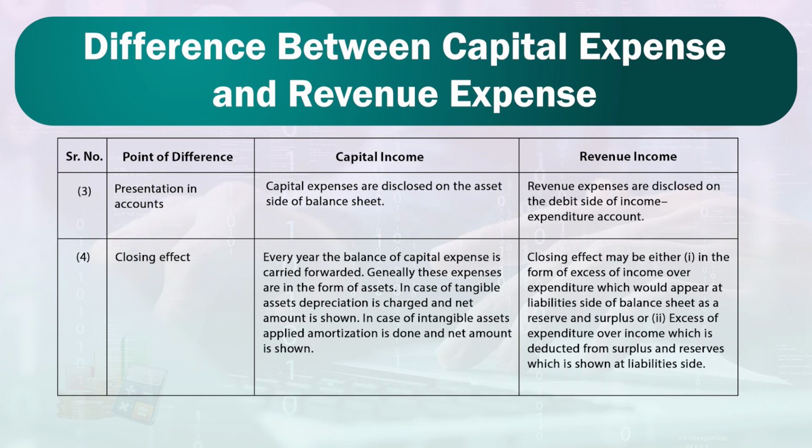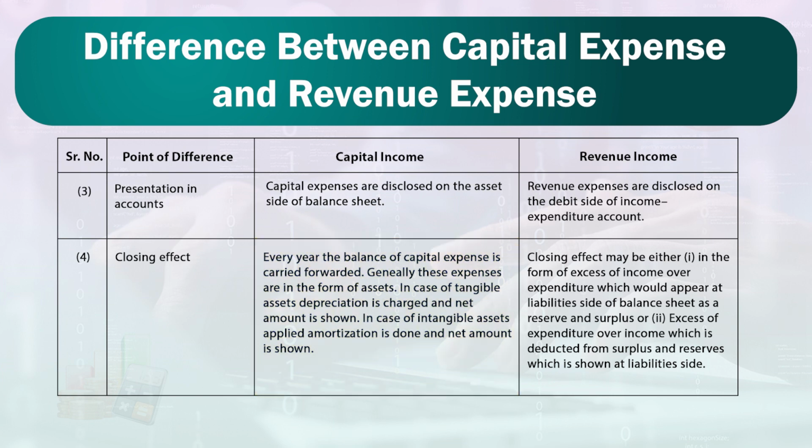3. Presentation in accounts. Capital expenses are disclosed on the asset side of balance sheet, while revenue expenses are disclosed on the debit side of income expenditure account. 4. Closing effect. Every year the balance of capital expense is carried forward. Generally, these expenses are in form of assets. In case of tangible assets, depreciation is charged and net amount is shown. In case of intangible assets, amortization is applied and net amount is shown.